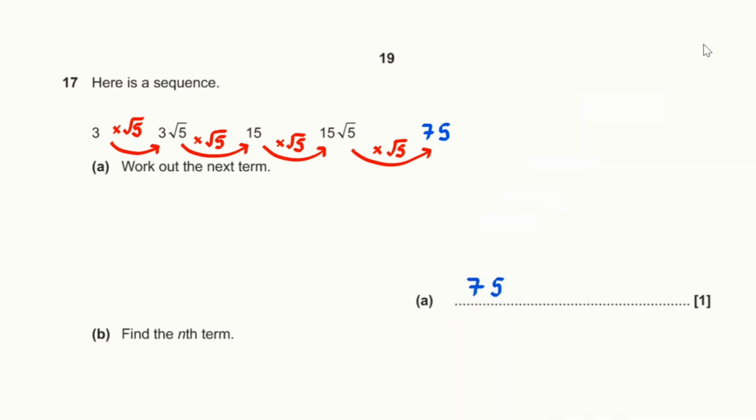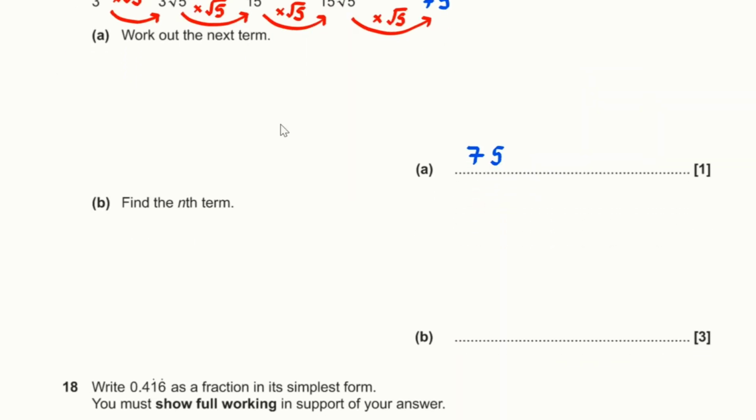The nth term then, for part B, I've got a geometric series. My first term is A. My common ratio is root 5. And then I'm going to raise this to the power of n minus 1. So my nth term is 3 times root 5 to the power of n minus 1.